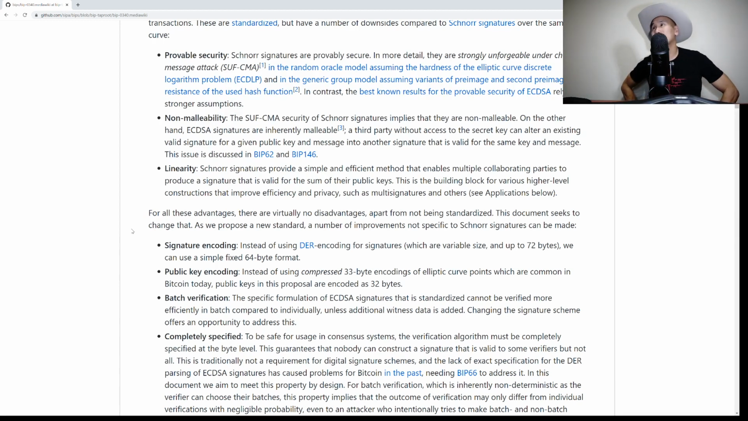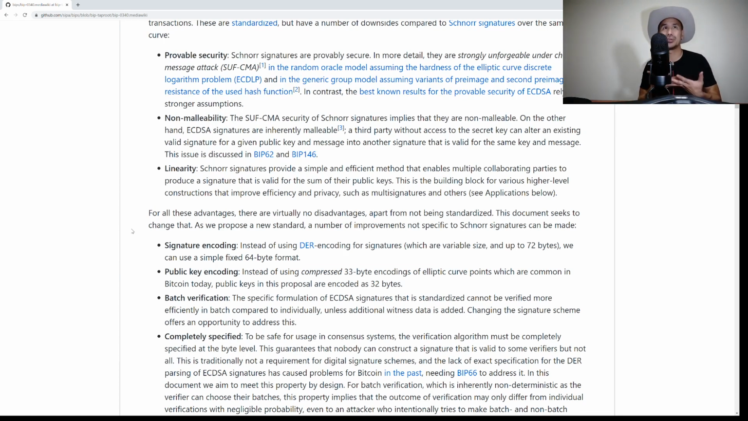Linearity. Schnorr signatures provide a simple and efficient method that enables collaborating parties to produce a signature that is valid for the sum of their public keys. This is the building block for higher level constructions that improve efficiency and privacy, such as multi-signatures and others. So in other words, what you can do with Schnorr signatures is aggregate signatures and aggregate pub keys.